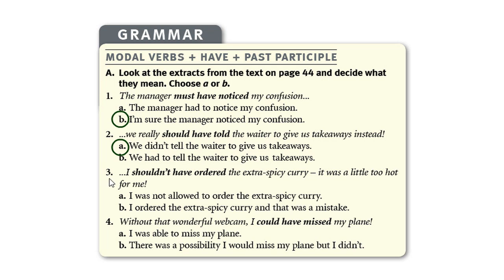Number 3. I shouldn't have ordered the extra spicy curry. It was a little too hot for me. وهنا تعني I ordered the extra spicy curry and that was a mistake. I shouldn't كان لا ينبغي. هنا أيضا يبدي أسفه، فلذلك قام بالطلب ولكن كان خطأ أن يطلب هذا الطلب لأنه كان حار جدا مثلا. Number 4. Without that wonderful webcam I could have missed my plane. الآن هذه الwebcam ساهمت أني لا أنسى طائرتي.